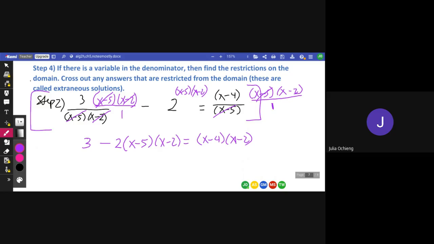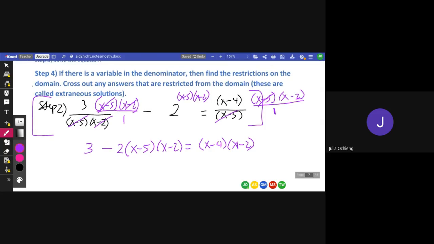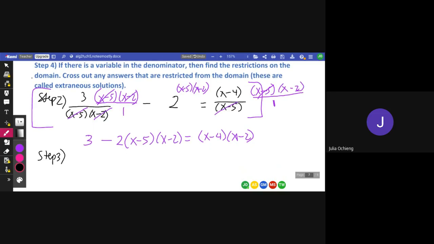Okay. Step 3 is solve the equation. So at this point, there's no more fraction. That's what made this problem look really hard. So now I can solve it. So we'll do step 3. So I'm going to first do this part right here. X minus 5 times x minus 2.